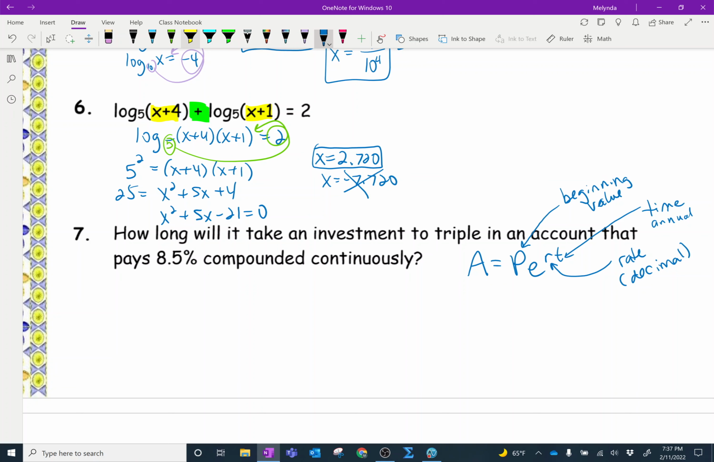R, well, the rate is right here. Is that a decimal? Okay, that's tricky, right? It does have a decimal in it, but is it in decimal form? The answer to that question is no, it's in percent form. So we need to remember back to our middle school or elementary years, whenever you dealt with decimals, percents, fractions. Remember, we have to go over 2 spaces. So our rate would be 0.085.